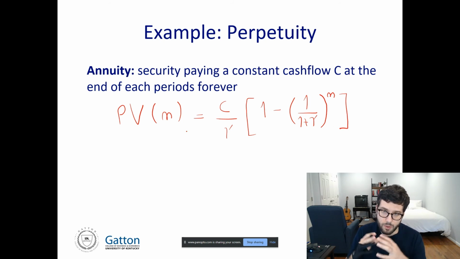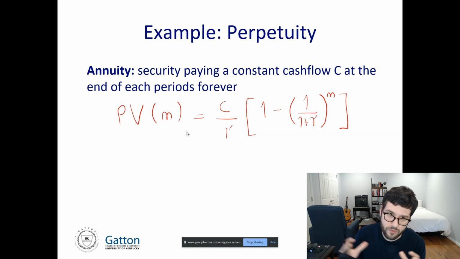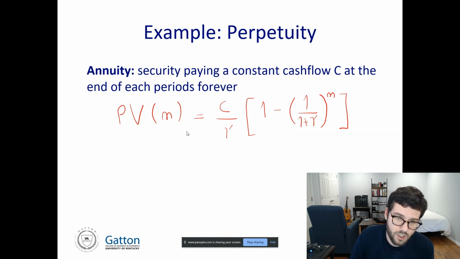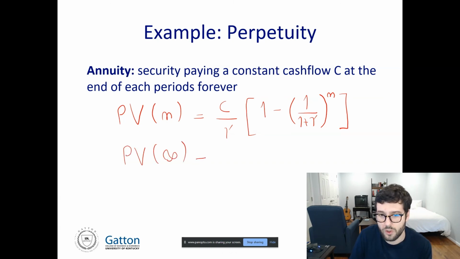Now you can think that the perpetuity is an annuity where the n gets very large. Okay. You're basically receiving this cash flow forever. This is similar to receiving an annuity that is going to give you this cash flow for a very, very long time. So if we make n very large, let's say infinite, what's going to happen with this formula?